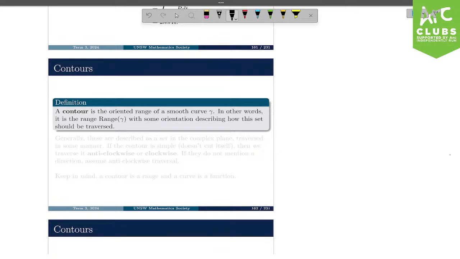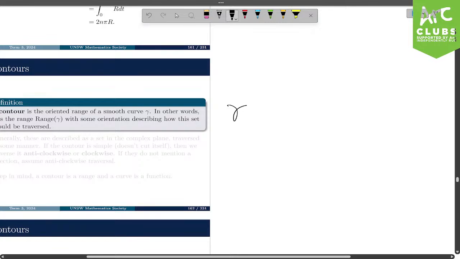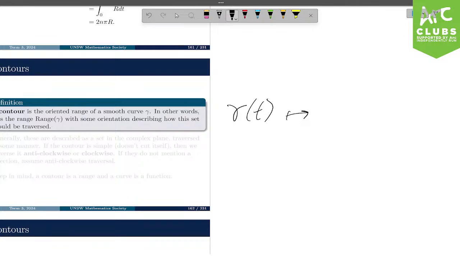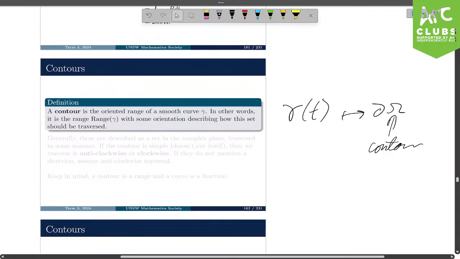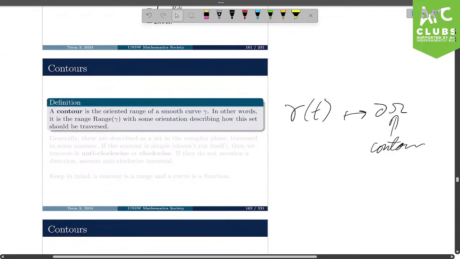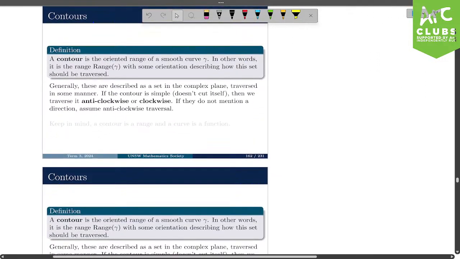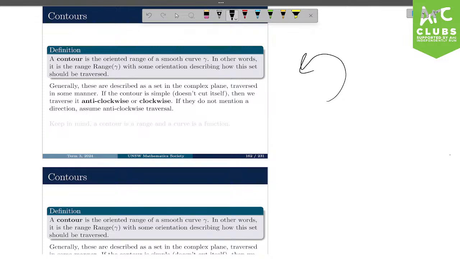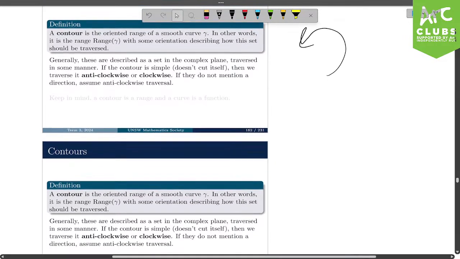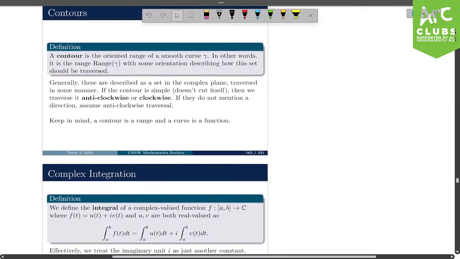Okay, so what do I mean by this? We say this parameterization maps to some set, which I'll call delta omega, just to say some kind of boundary. And this guy right here is the contour. Okay, so it's just whatever space I'm looking at. So in other words, just the range. Generally, we like to take them anti-clockwise, but some questions might go ahead and impose it clockwise. But it's really just important to think about which way we're counting.